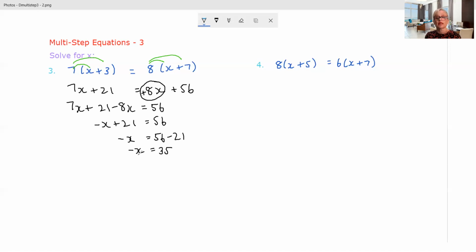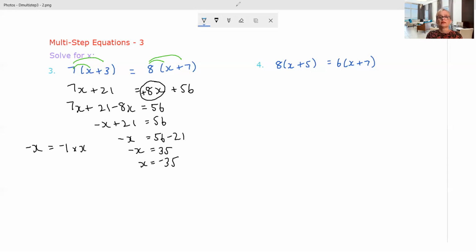Well, you can either think of -x as -1 times x, or as x divided by -1. Either way, when you do the opposite, you're going to end up with negative 35. Probably easiest if you think of it as negative 1 times x. So you're going to divide 35 by negative 1 and you're going to get negative 35.